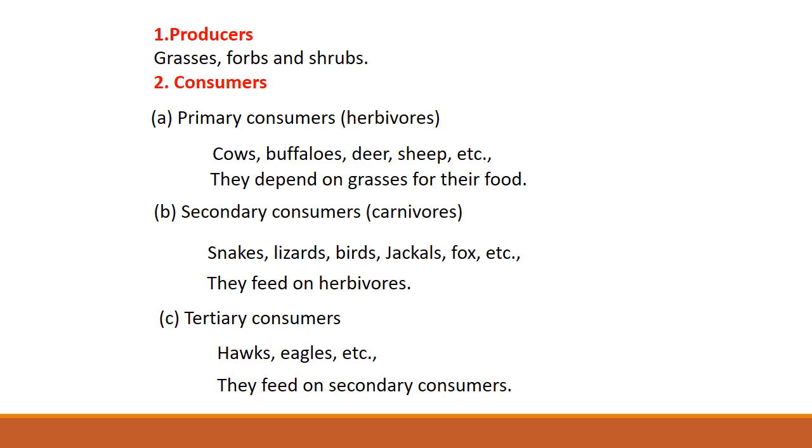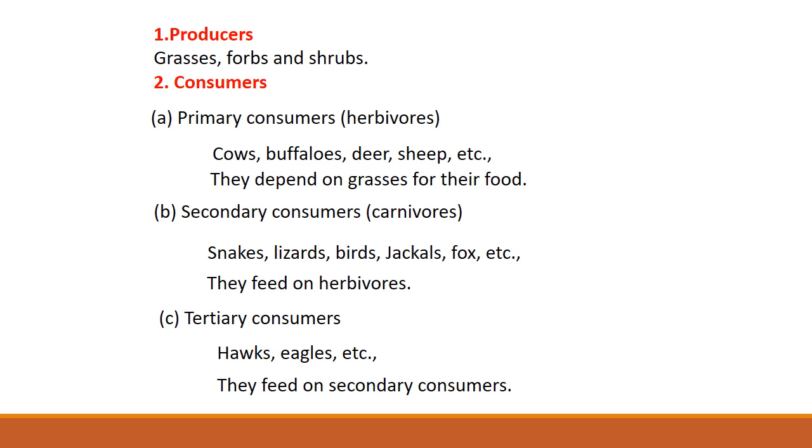First biotic component of grassland is producers. Grasses, forbs and shrubs are the producers of grassland. Second biotic component is consumers. There are three consumers: primary consumers, secondary consumers, tertiary consumers. Primary consumers are nothing but herbivores: cows, buffalo, deer, sheep, etc. They depend on grasses for their food.